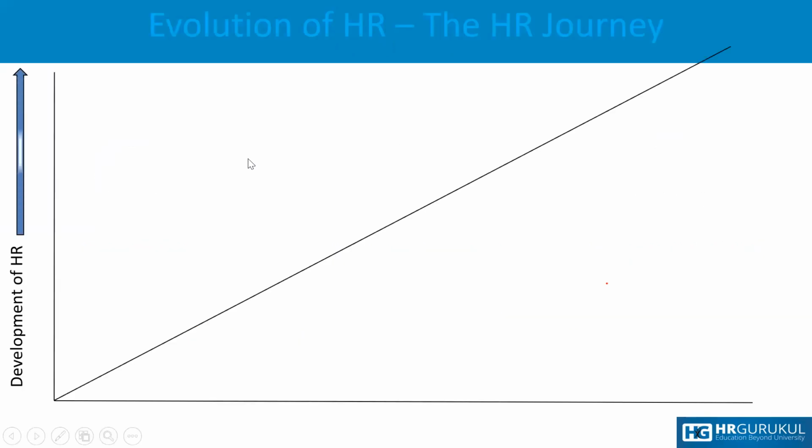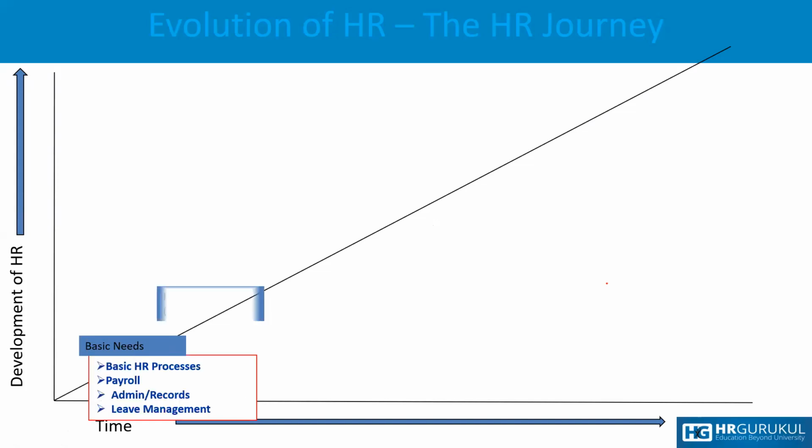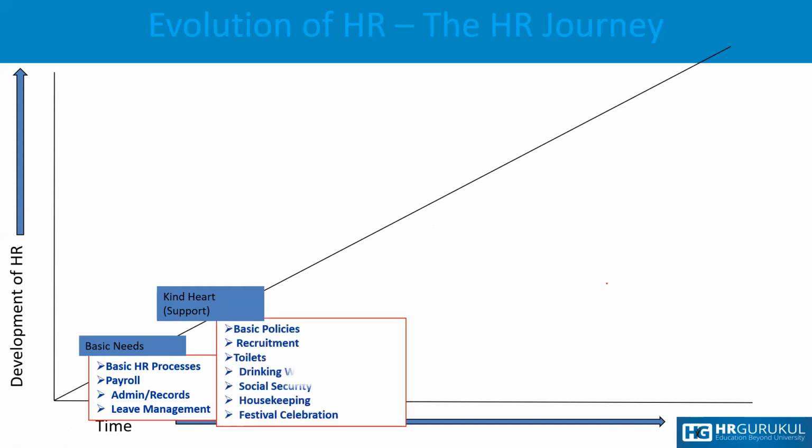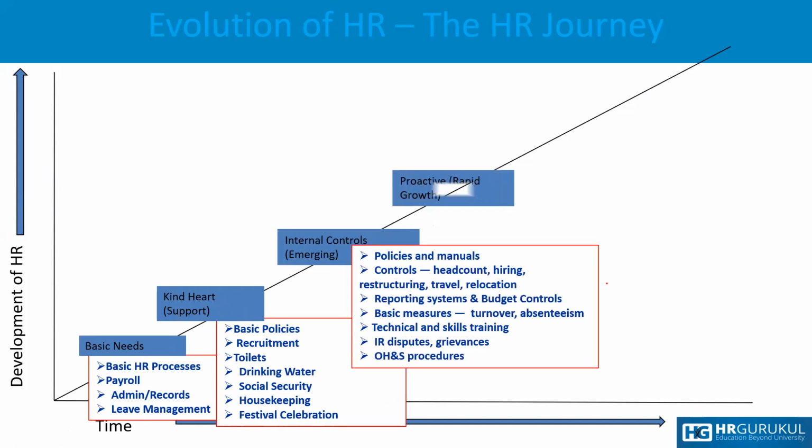Now, if you see the evolution of the HR function, right? I know I'm going into some historical perspective, but I have to, because that will set the context. If we look into the development of HR versus time, it started with all basic needs of payroll and administration processes, leave management. Then we went into recruitment and providing good toilets and social security and housekeeping and festival celebrations. Then we had controls of headcount, hiring, restructuring, basic reporting systems, basic measures of turnover and absenteeism.